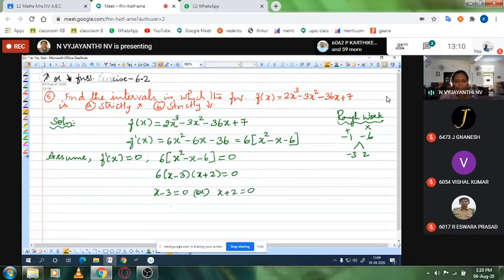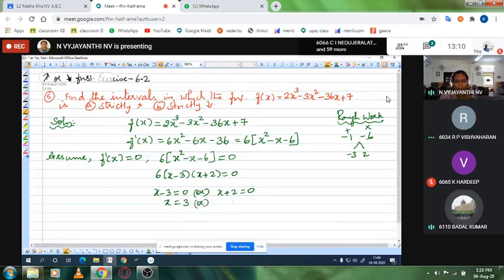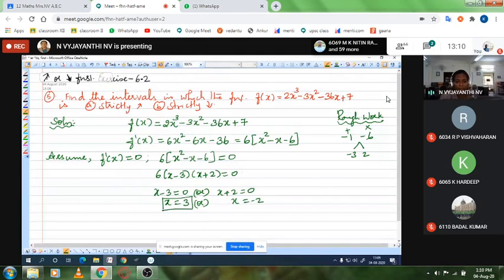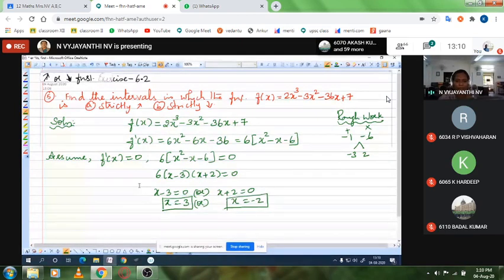So what are the possible values we will have? x equal to 3 or x equal to minus 2. Even though it is 'or', we should not consider this as a choice. We should split the interval with these two values. So how to split the interval now?